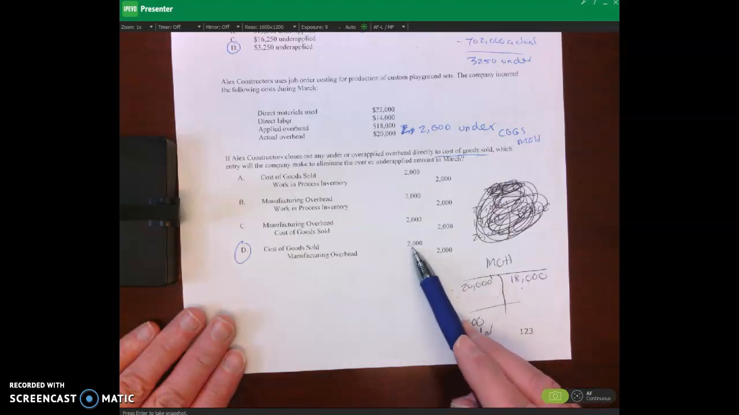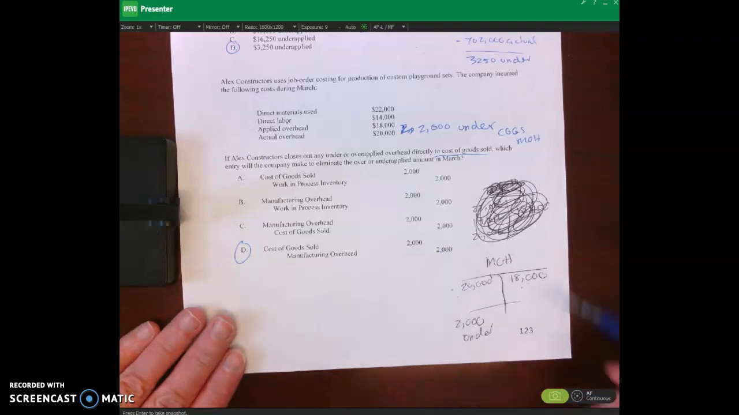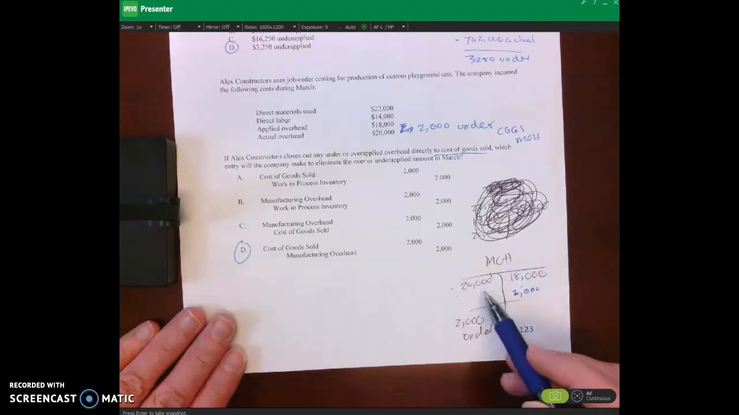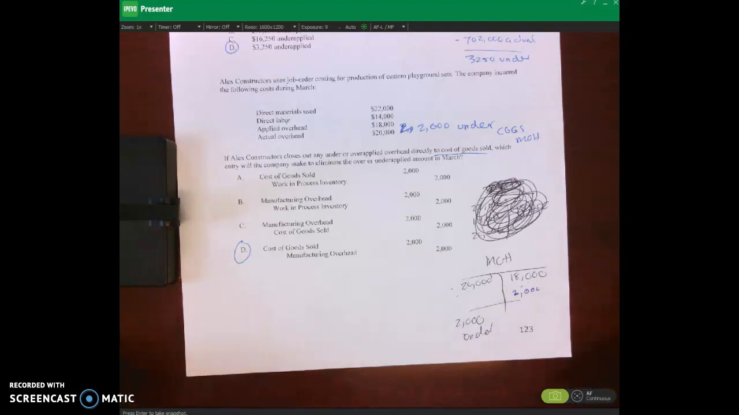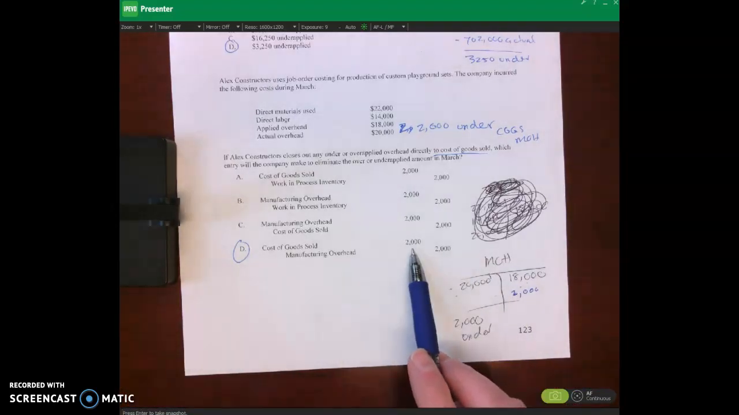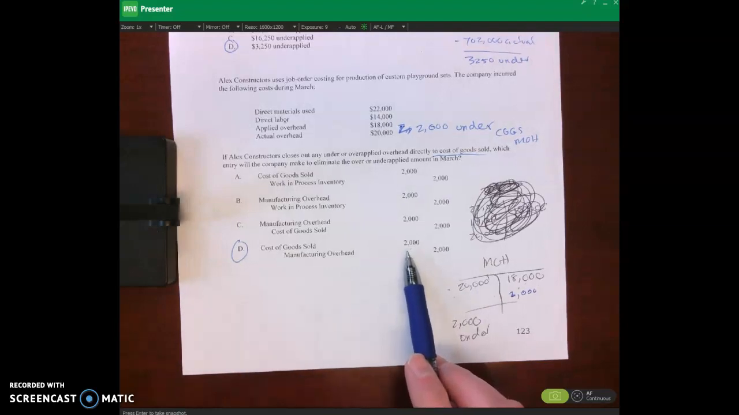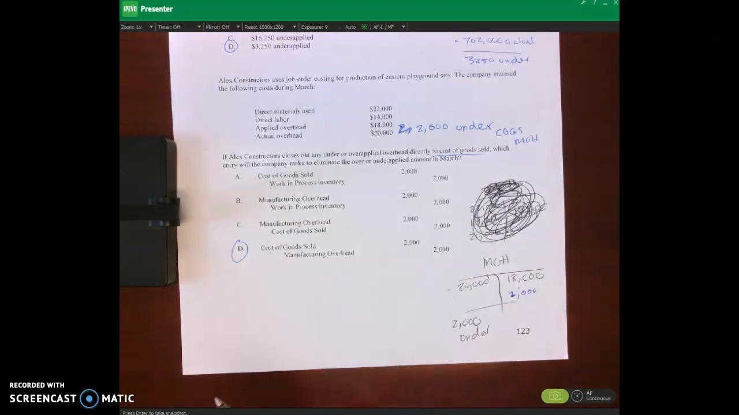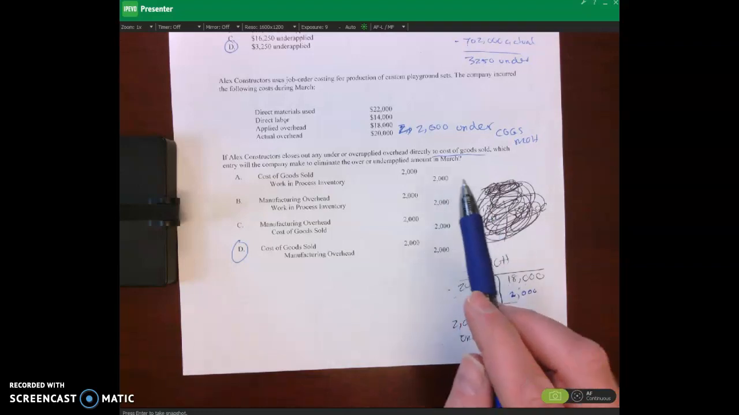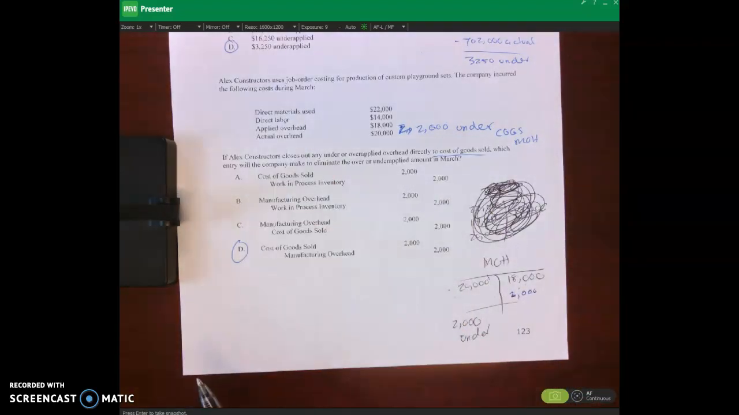Our journal entry would therefore be debit cost of goods sold and credit manufacturing overhead. Because if I put that $2,000 right there, now I have 20,000 and 20,000. 20 minus 20 is 0. The balance in manufacturing overhead is 0, and it has been closed out to cost of goods sold. Remember that this debit to cost of goods sold increases cost of goods sold, which increases expenses during March. Expenses go up, and income for our company would then go down after doing this journal entry.